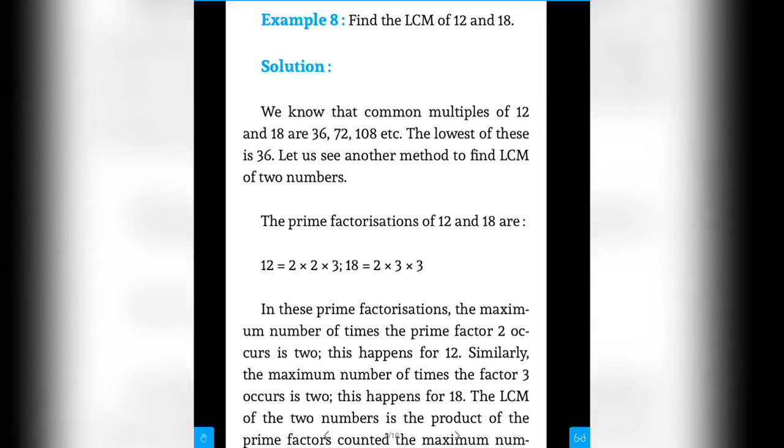Now, on the basis of the topic, today we will solve some examples also so that we can understand better. For example number 8, you will see over here. They are saying find the LCM of 12 and 18. So dear students, like if I write 12 and 18, now how will I find the LCM by common division method?